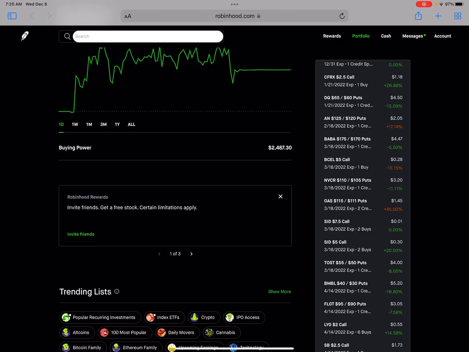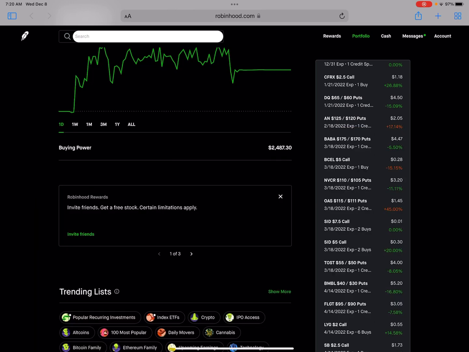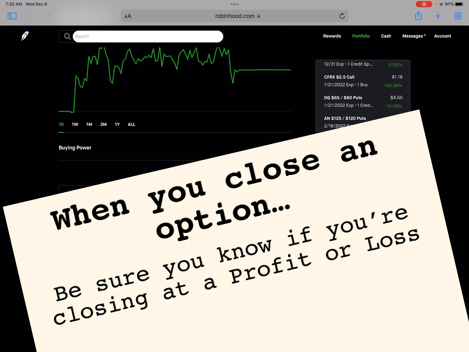Hey everybody, so today I'm going to be talking about how to close a trade. Okay, so I've been getting a lot of this question and it's perfectly valid. I think whenever you start doing options trading, you're going to definitely want to learn and know how to close a trade. Now, when you close a trade, you can be either closing at a profit or at a loss.